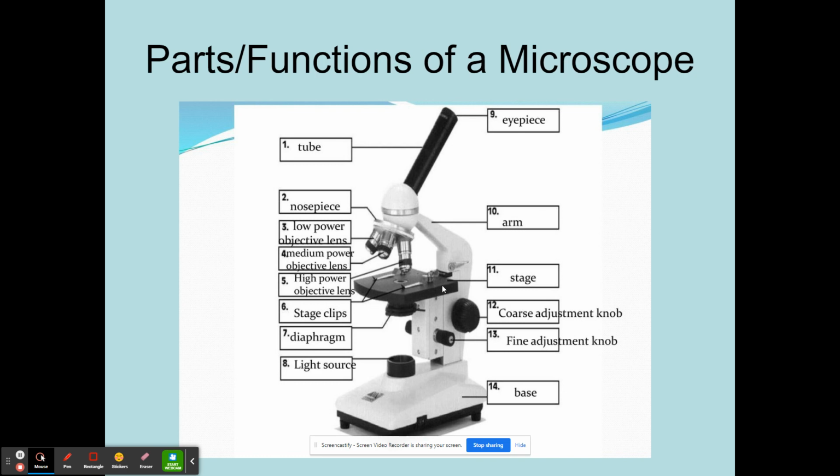Stage clips go on your stage. I think of a stage in theater. That's where your slides are going to go. Your diaphragm, that's a tricky one. That's what regulates the amount of light that goes into the specimen, your light source. Your base, your fine and coarse adjustment knobs. Okay, they're right there. And that's everything.